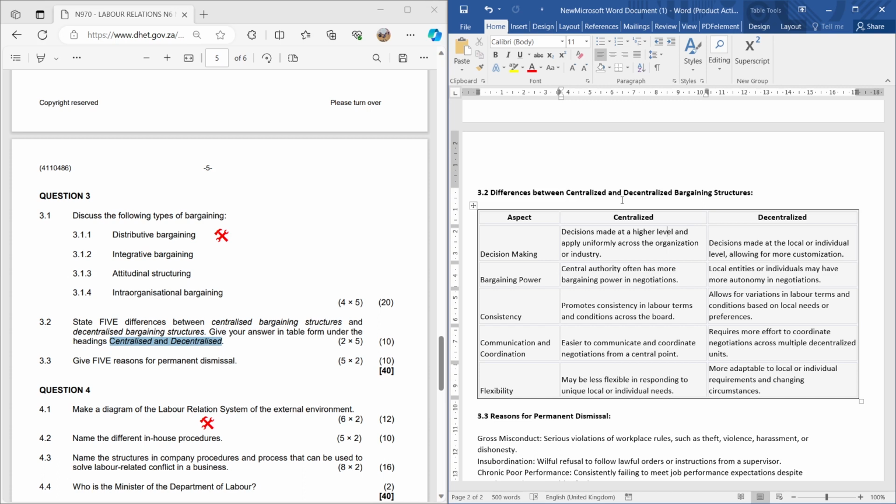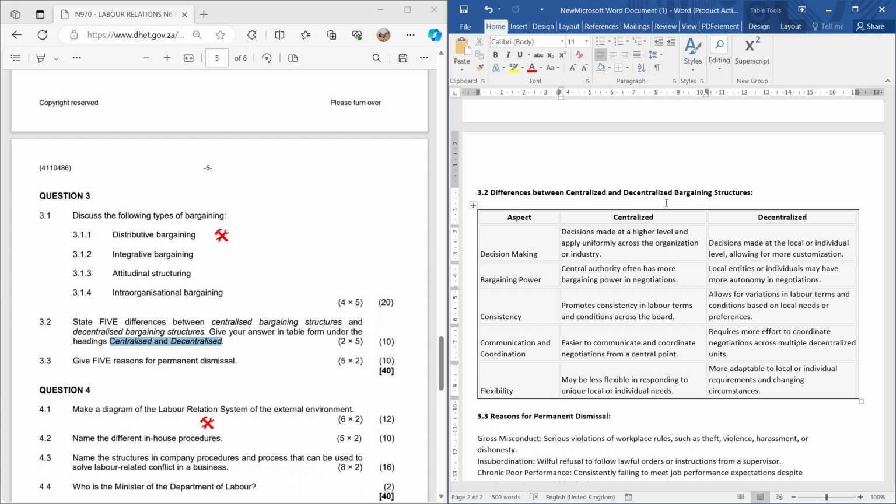Again, if it does not make sense, please let me know, and then I will try to break it down even more. And then the last aspect that I will be looking at is flexibility. So in terms of flexibility, centralized bargaining structures may be less flexible in responding to unique, local, or individual needs. Now remember, in these ones, the decision making is all at the top. So the employees at the bottom, who just have to comply with whatever policies are being implemented from the top, have no say in those policies.